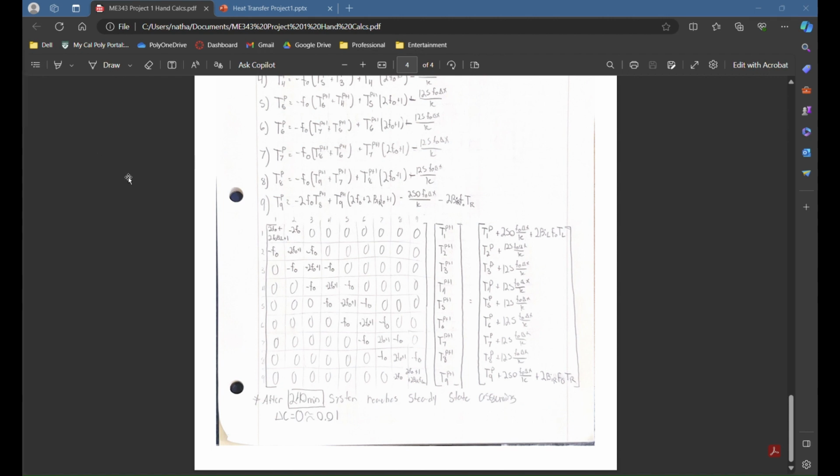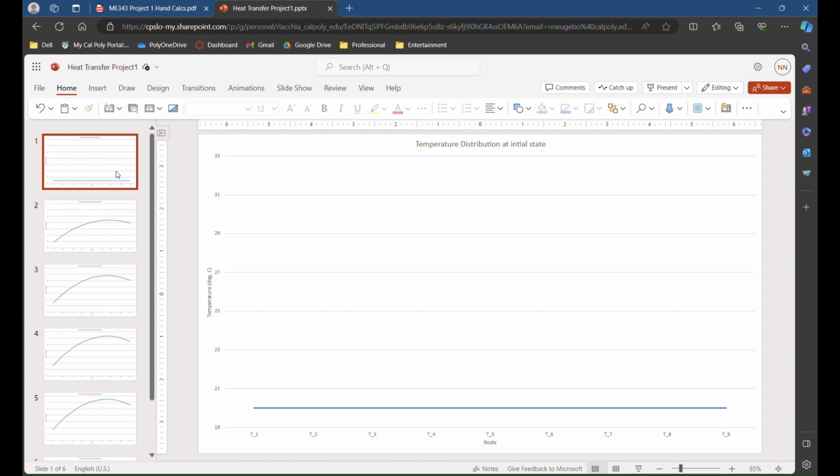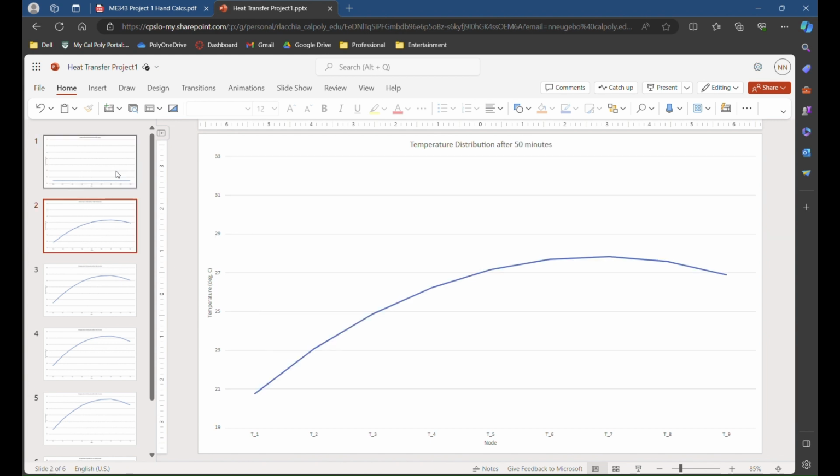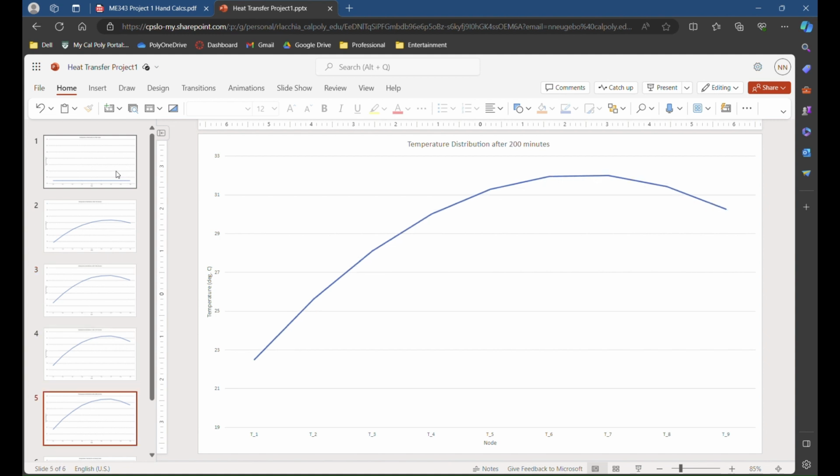So we started here at initial state. We moved to 50 minutes, 100 minutes, 150 minutes, 200 minutes, and then steady state. We then have an animation that we can show you of this actual trend. Let's go over there. No, one over. This is going to be the initial state, 50 minutes, 100 minutes, 150 minutes, 200 minutes, and steady state.